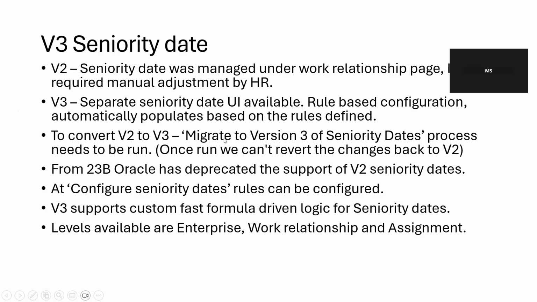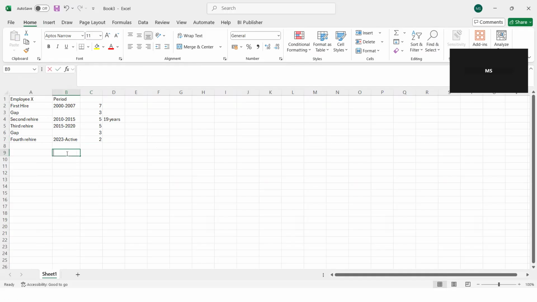So what is the difference between V2 and V3? It was available, there is one seniority date, in the work relationship date itself. But here there is a separate page for this. And this was a manual task, this is later. How is this getting automatic? There are rules which are created in the available system. And there are task pass formulas, logic is also possible. Whereas V2 doesn't support formulas. So this is the bigger difference.